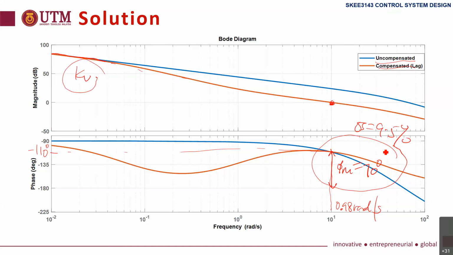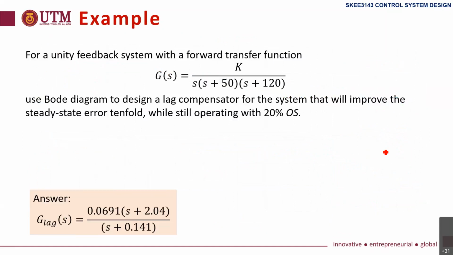Please look into that again. This is another example which you can look into. You can design, then you can also use MATLAB to verify your result. In here, we want to also improve tenfold. Tenfold meaning you want to improve 10 times. But here, overshoot is 20%. Instead of 10%, this one is 20%.